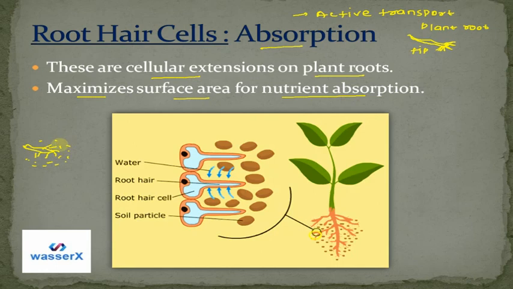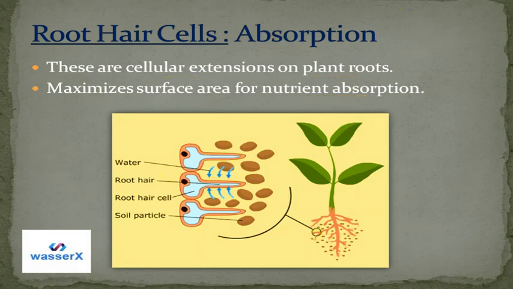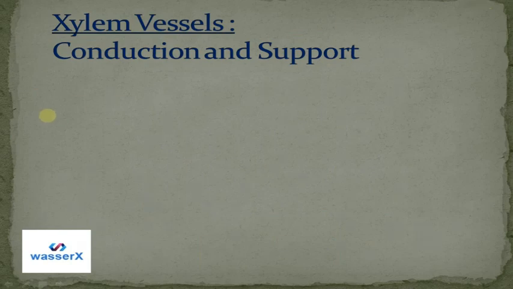So this is how the root hairs look in our soil, or this is how they help in the absorption of nutrients and water, right? Because they have very large surface area, and due to this the water will enter into it. Next are xylem vessels, and their function is they help in conduction and support.